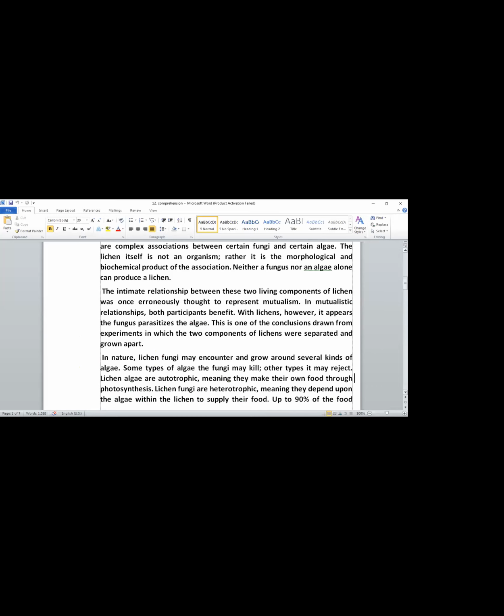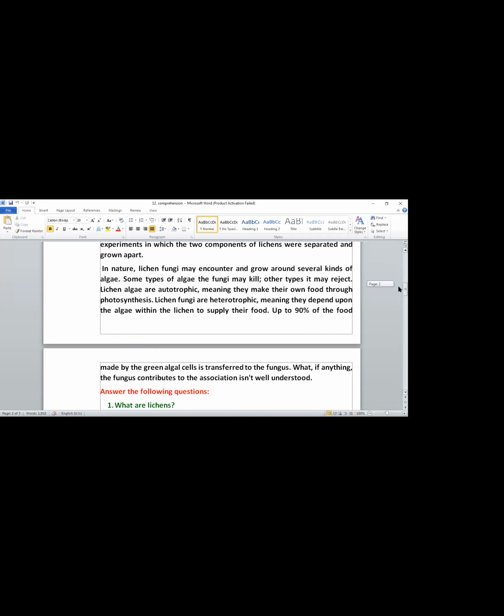Okay. Now, let us see. In nature, lichen fungi may encounter and grow around several kinds of algae. Some types of algae, okay, hetero means different, fine, thank you very much. Some types of algae, the fungi may kill. Other types it may reject. Lichen algae, algae made from lichen. Lichen algae are autotrophic.